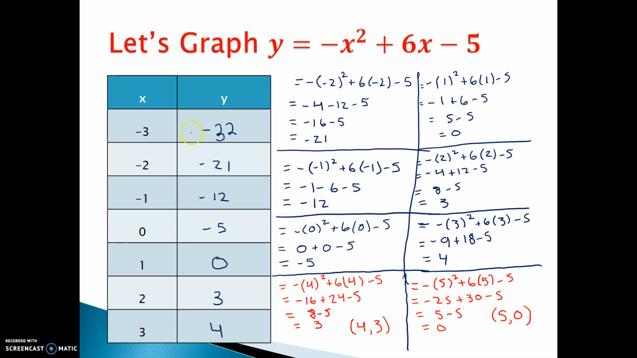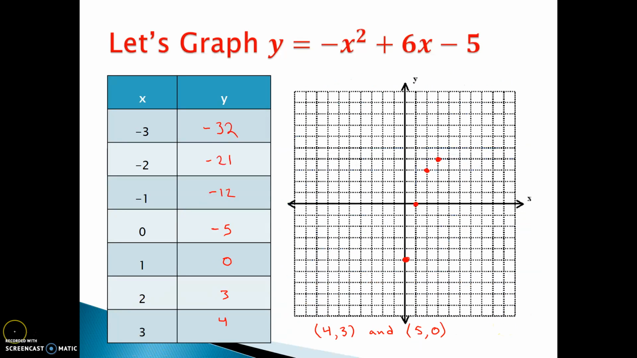So let's see what happens. I'm going to replace these top 2 with 4, 3 and 5, 0. We'll see what kind of picture we get in a second. Negative 3, negative 32 is not going to work, so it's not going to fit. So I skipped that one. Negative 2, negative 21, I skipped that one. So these two, I crossed them off right there.